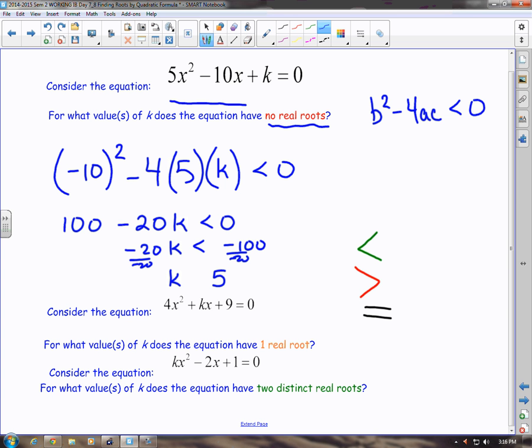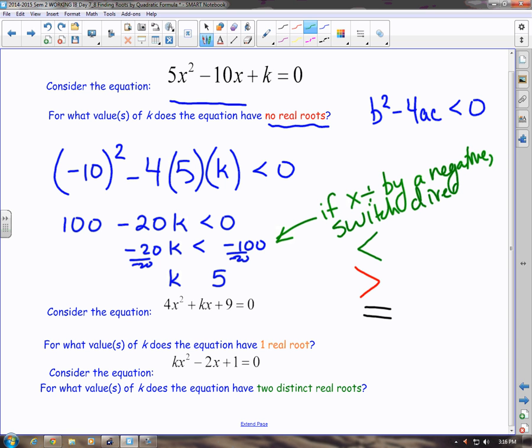That's the key, right? This is the key. The key is if you multiply or divide by a negative, switch the direction of the sign. So in other words, now K is greater than 5.